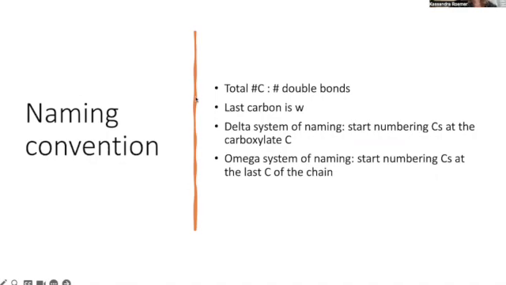As for counting, since the last carbon is called omega, there are 2 different naming systems. One is the delta system. So we start numbering the carbons at the carboxylate carbon and then count down. So depending on where we encounter the double bond, it would be counted from the carboxylate group. There's also an omega system of naming where we start counting at the last carbon of the chain. And then depending on where we encounter it, it would be omega-3, for example.